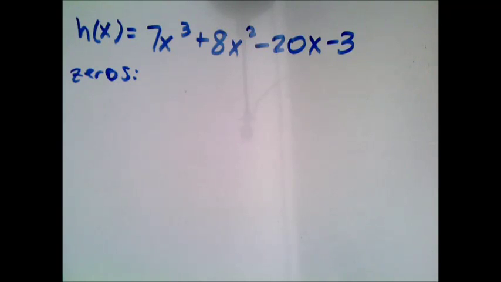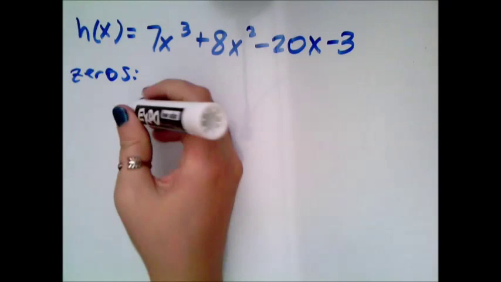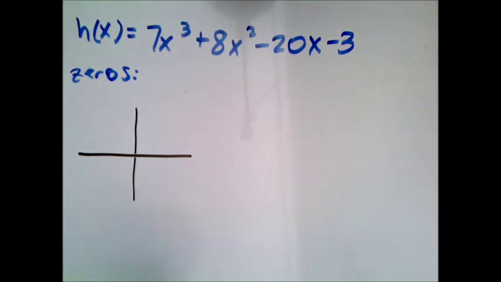So here we have another rational equation. We want to find all the zeros. So if we can just find one zero, and they tell us there's at least one rational one, think about what our rational zeros could be.